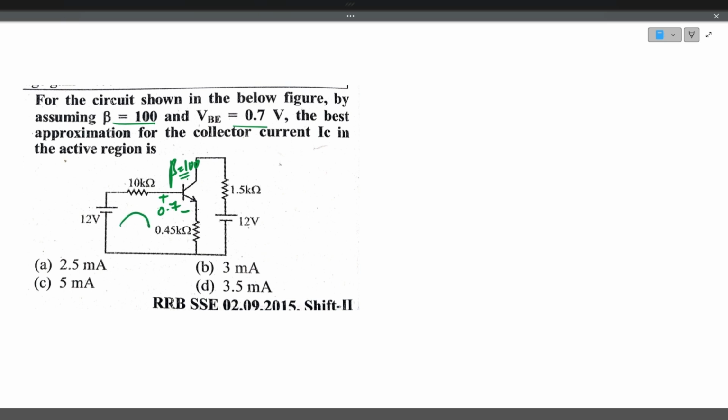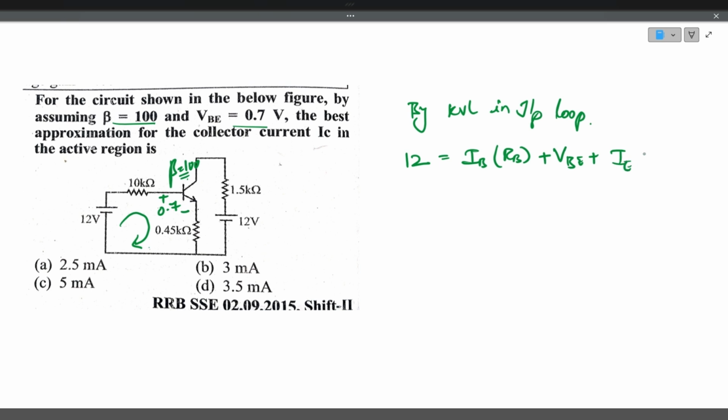So apply the Kirchhoff voltage law in the input loop. Because the beta value is given, if we know the base current, you can easily calculate the collector current. You will get the base voltage, 12 is equal to IB into RB plus VBE plus IE into RE. So 12 is equal to, the base current is not known, so this IE you can write as 1 plus beta into IB.